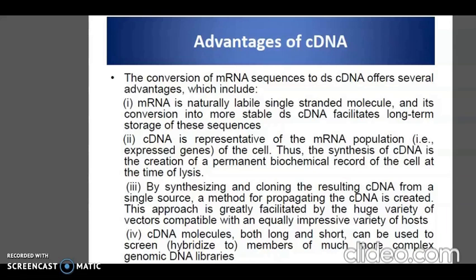the cDNA is created. This approach is greatly facilitated by the huge variety of vectors compatible with an equally impressive variety of hosts. The fourth one is that cDNA molecules, both long and short, can be used to screen members of much more complex genomic DNA libraries.